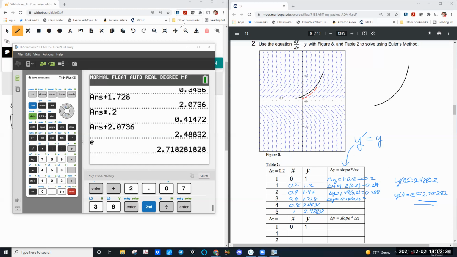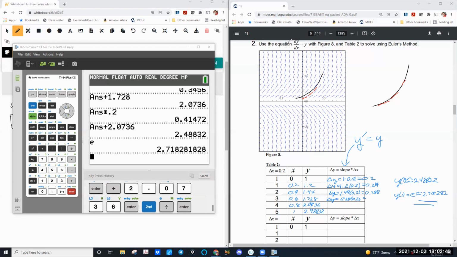If that's our slope field, tangent lines are always going to sit underneath the curve because it's concave up. So it makes perfect sense that we have an underestimate. If it were concave down, it'd be the exact opposite. We would expect an overestimate.